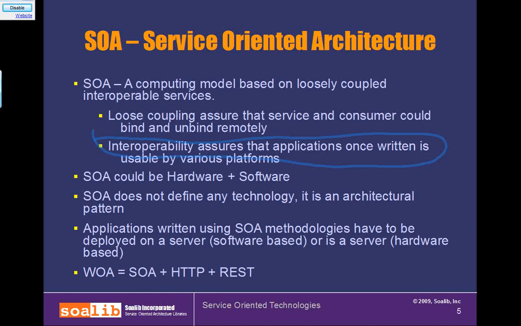For example, mobile devices use less powerful hardware than a PC. On the other hand, mainframes use much more powerful hardware than any other platform. So regardless of what the client technologies or hardware platform is, interoperability assures that the services offered will always be consumable. SOA could be hardware and software both. And SOA does not define any technology. It is just an architectural pattern.